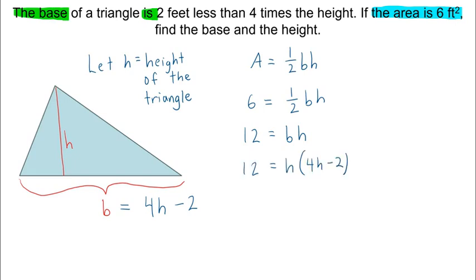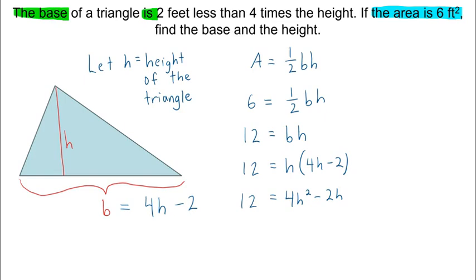So if 12 is equal to the base times the height, then 12 is equal to h times 4h minus 2, which is the base times the height. Let's solve this equation by getting rid of the parentheses first. Let's distribute the h to the 4h and to the minus 2. That gives us 12 is equal to 4h squared minus 2h.